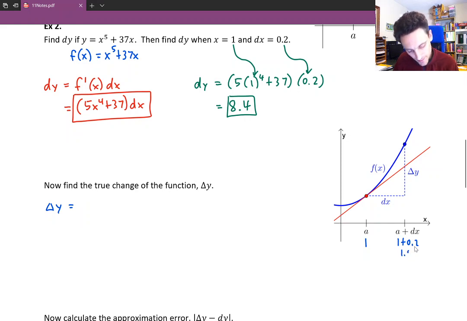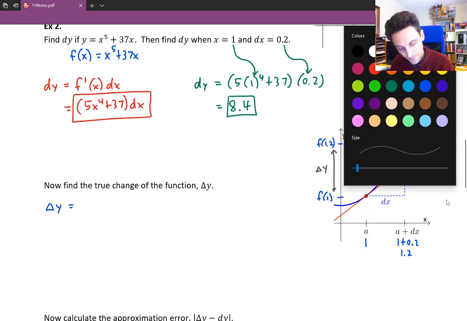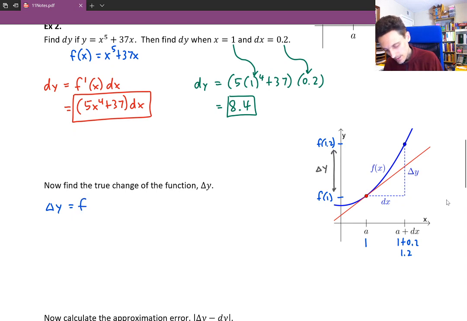Let me write that a little bit better. So we're going to get f of 1.2 minus f of 1 to get the change in the y values. So we could even label them over here. This is f of 1 and f of 1.2. The change in the y values is the difference between these two. So we have f of 1.2 minus f of 1.